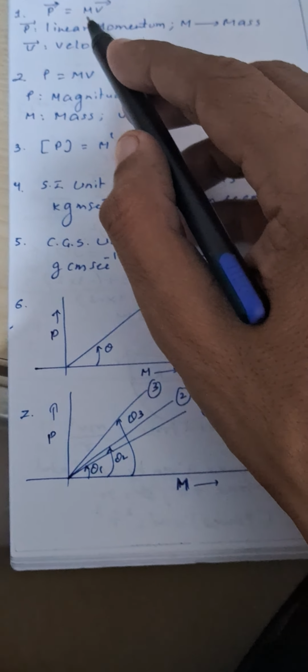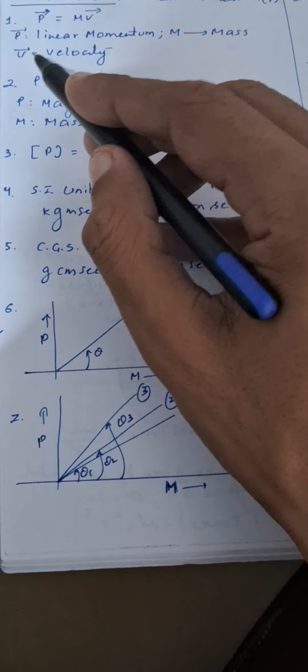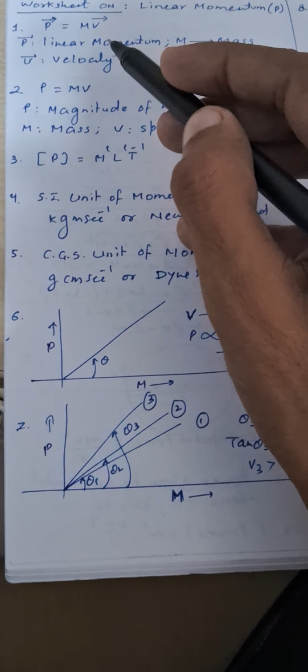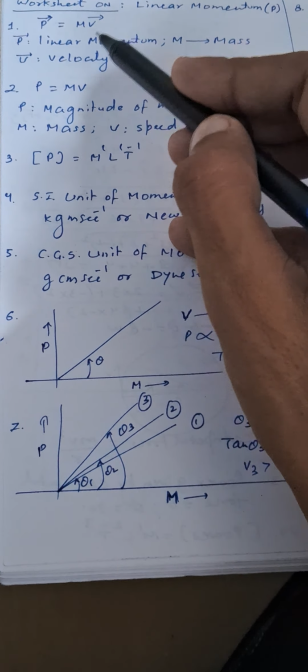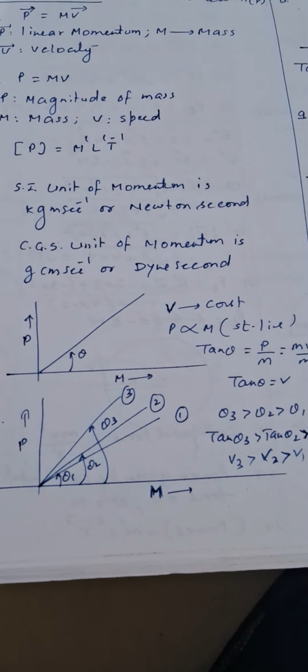So, linear momentum is defined as mass into velocity, where p is the linear momentum, m is the mass, and v is the velocity. So, we can say that linear momentum of a body is proportional to the velocity, or the direction of velocity and linear momentum is same.